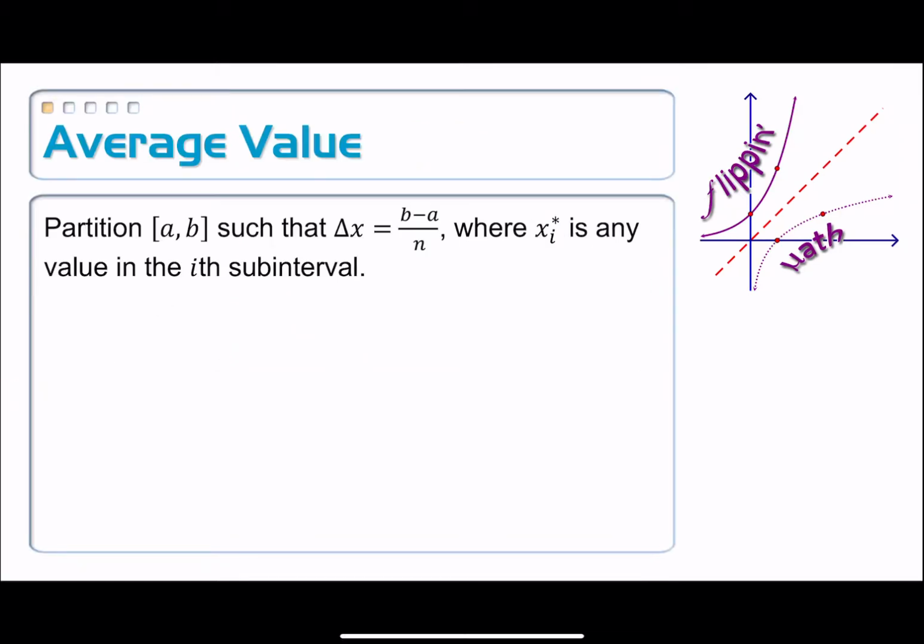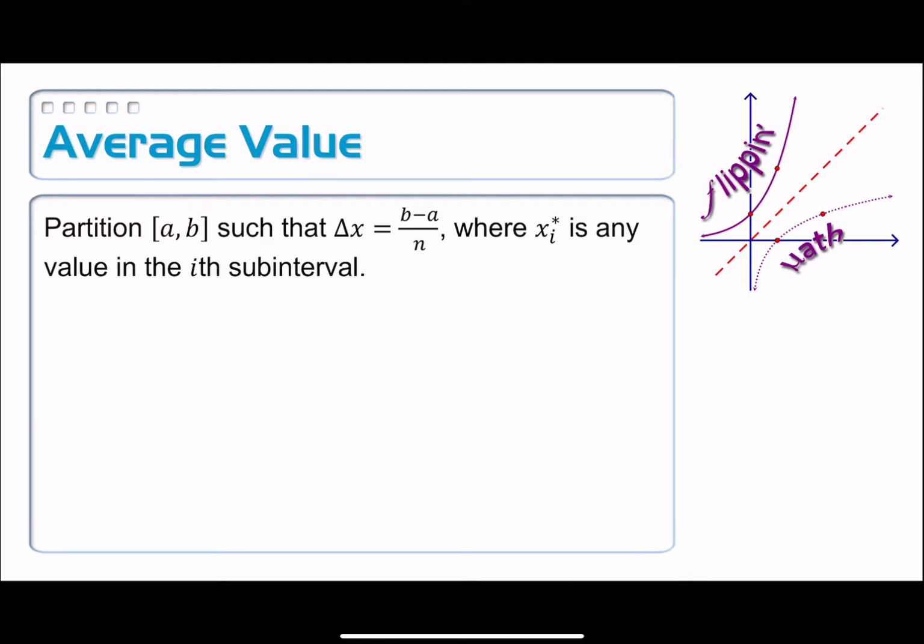Okay, so I'm going to show you in this part of the lesson exactly how you can find the average value of an infinite number of items. So to find the average value of an infinite number of items over, let's say, some sort of continuous function, you first have to partition your interval, your closed interval from a to b.